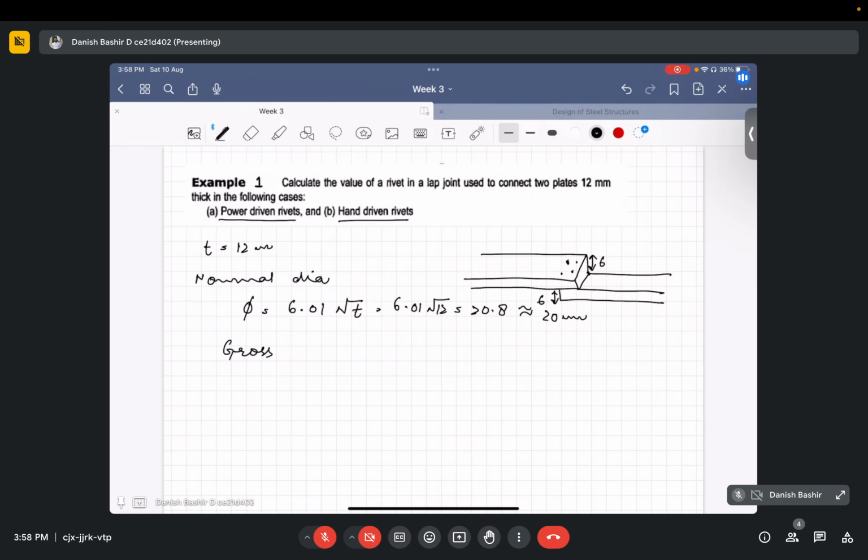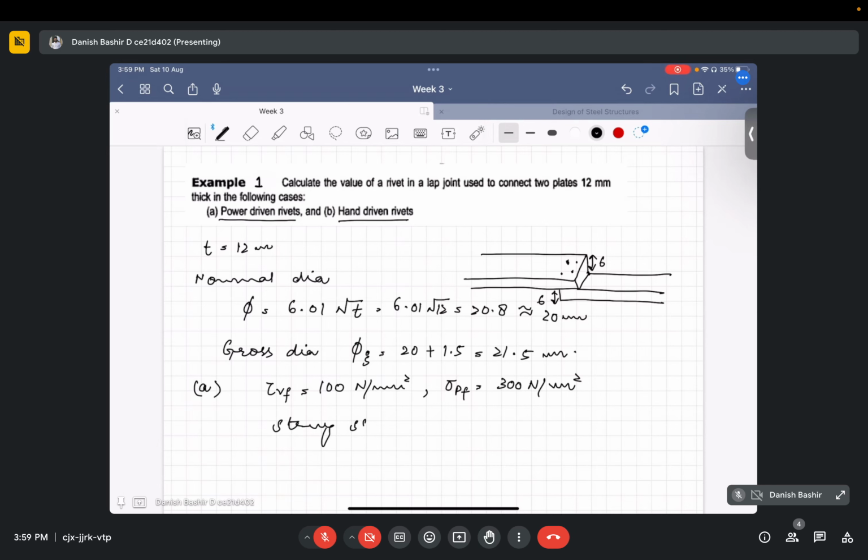So I told you how to calculate the gross diameter. We will assume a clearance of 1.5, so the gross diameter will be 20 plus 1.5, that is 21.5, which we have to take. And for case A, that is power driven rivets, if you see the code, the shear strength of power driven rivets, tau vf, is equal to 100 megapascal, and the bearing strength, sigma pf, is 300 megapascal.